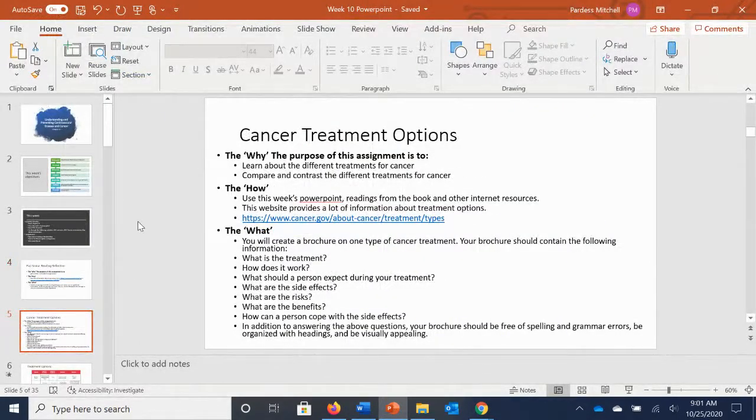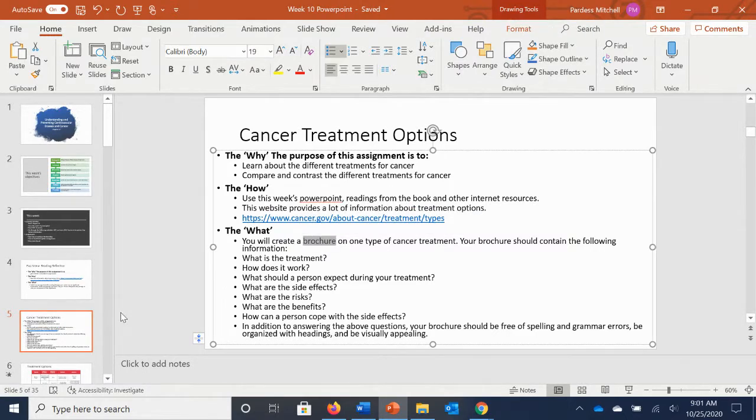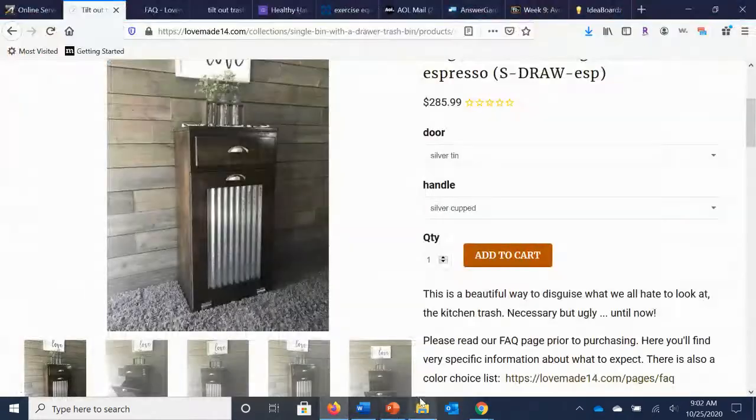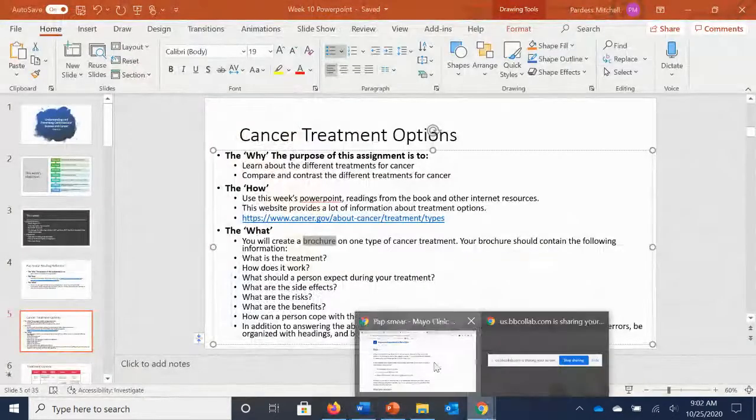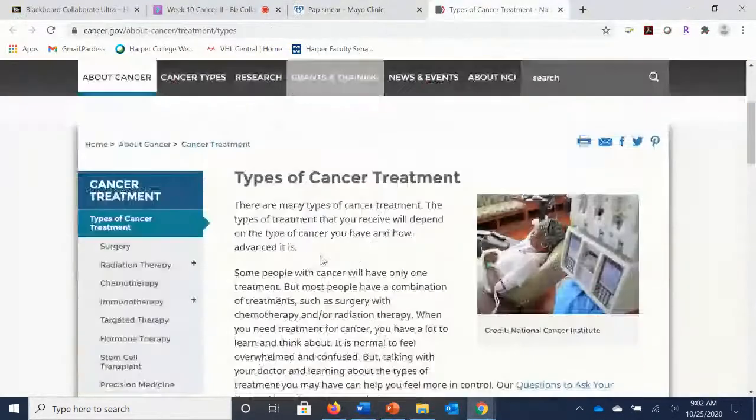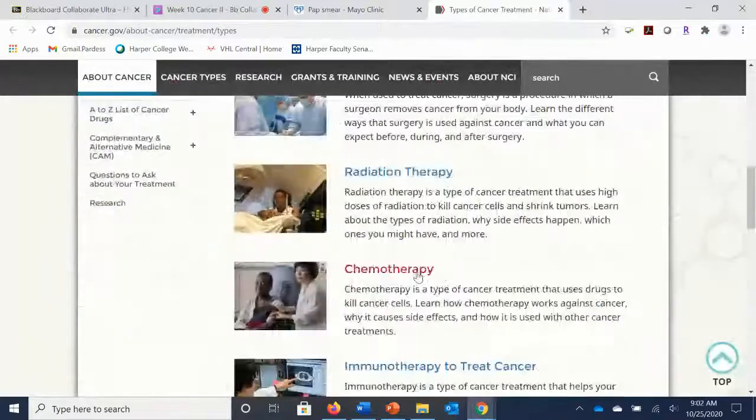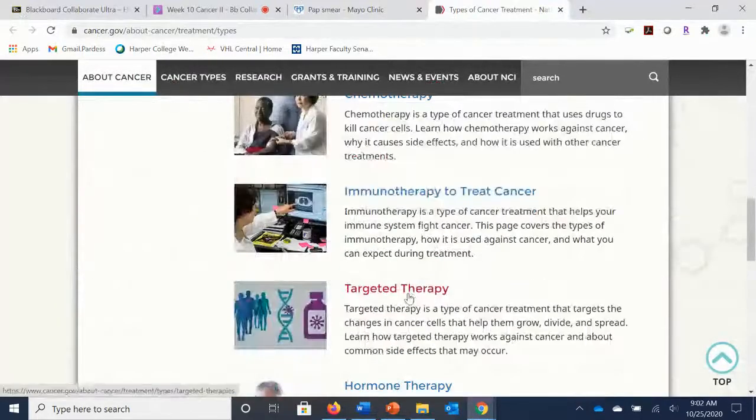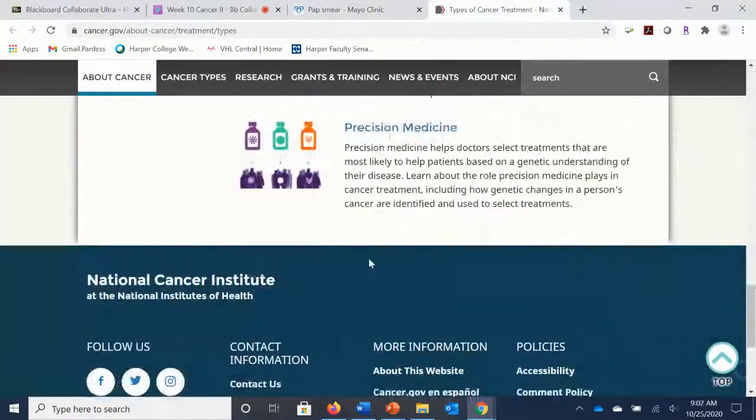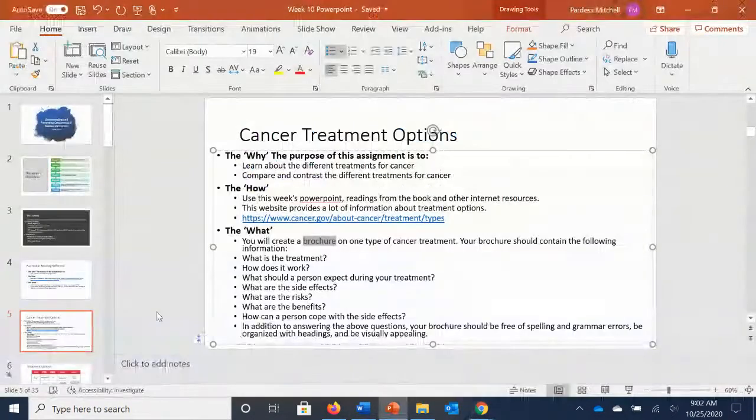The second assignment is writing about different cancer treatment options and creating a brochure. As you can see here, create a brochure on one type of cancer treatment. Your textbook also has a lot of information on cancer treatment, but I have provided a website here that talks about different types of cancer treatment. So you're going to choose one of these. You would click on whichever one you want to choose and create a brochure on that one specific cancer treatment.